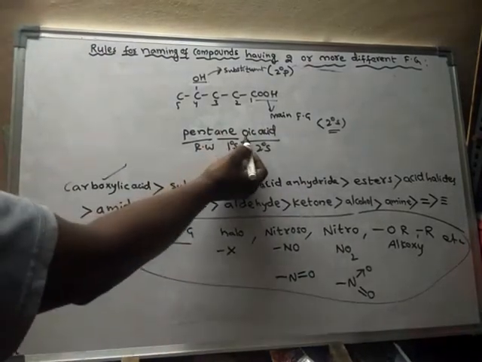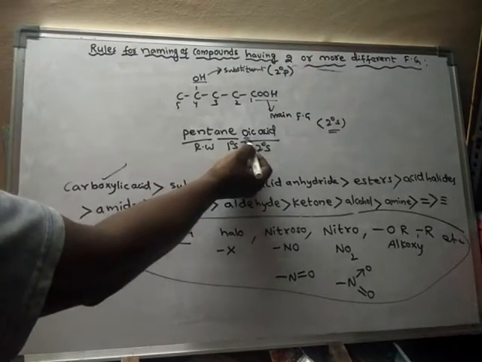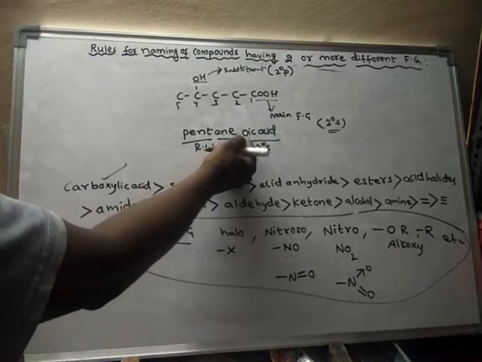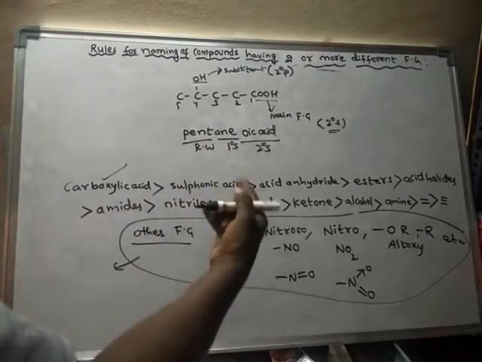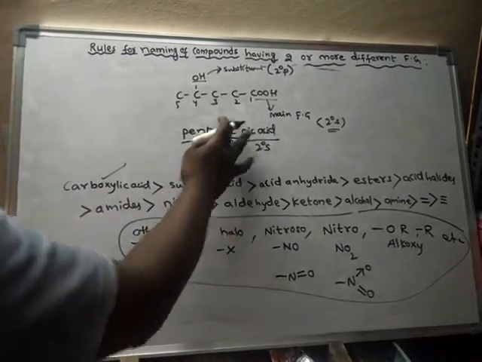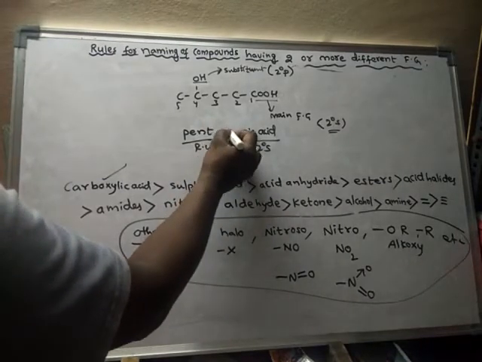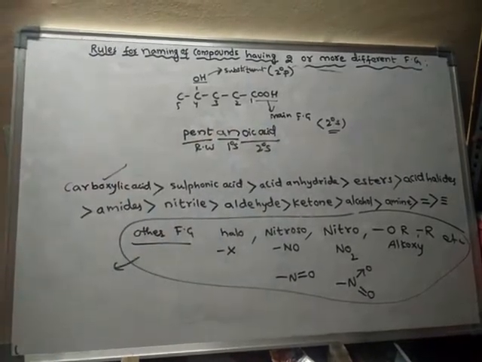See, when the functional group name starts with O, so here after E, so if O is present, or else if any vowel is present, then that E should be removed from the name of that primary suffix. So pentanoic acid.